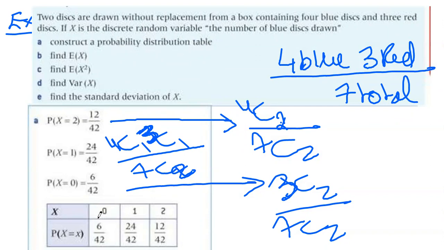If I want to construct the probability distribution, I need to find the probability of getting 2 blue discs. So it's C(4,2) over C(7,2). For 1 blue disc, it's C(4,1) times C(3,1) over C(7,2). And 0 blue discs means I got 2 red, and those are the answers. I have this probability distribution. How are we going to find E of x? It's 0 times this one plus 1 times this one plus 2 times this one.